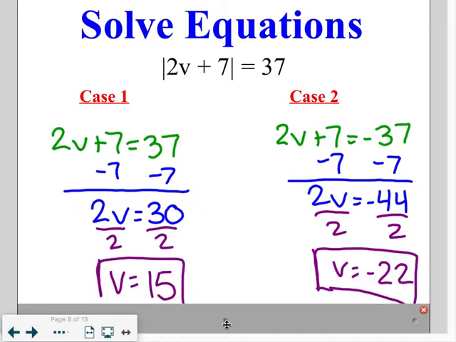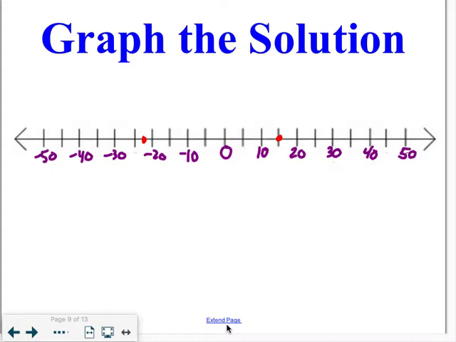So you should have gotten your first answer to be 15 and your second answer to be negative 22. If you have questions about how we got there, please let me know when you get to class. The graph of this particular problem would look as follows. Our first answer is at 15, that's the answer on the right, and the one on the left is at negative 22.